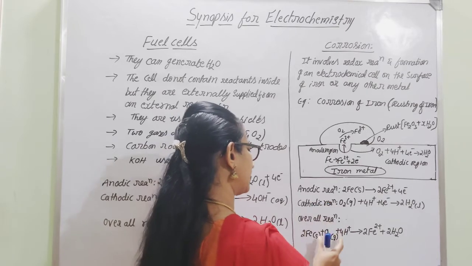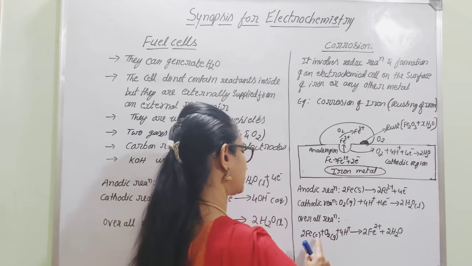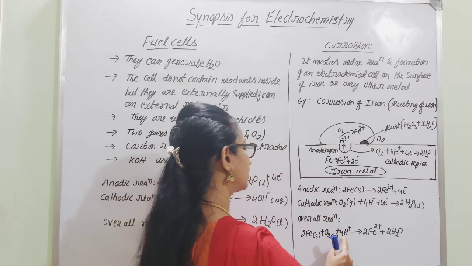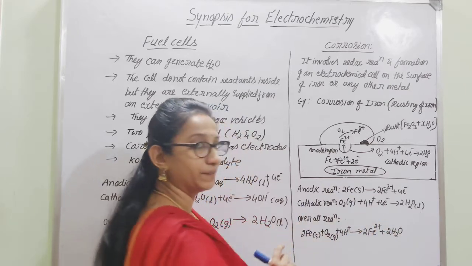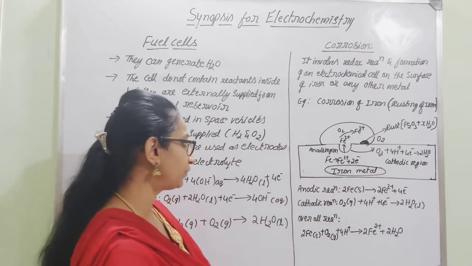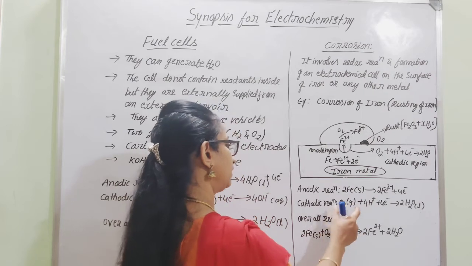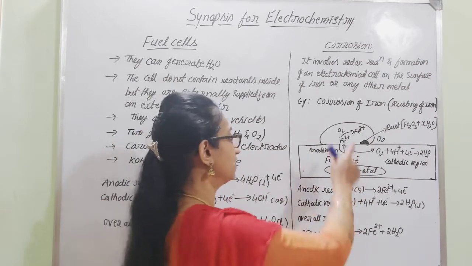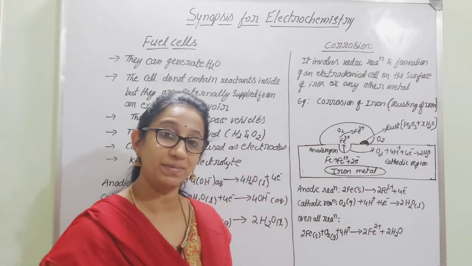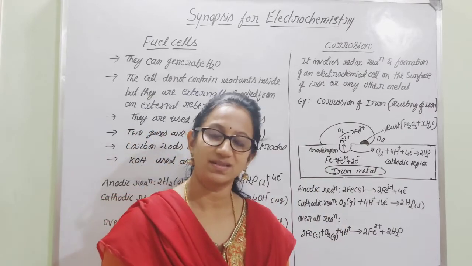Hence you can guess that the overall cell reaction is iron combining with oxygen along with 4 H plus ions, resulting in the formation of the oxide form of iron and water. And of course we have to remember the anodic reaction, cathodic reaction and overall cell reaction with respect to this corrosion process. So which is our best example for corrosion? That is rusting of iron.